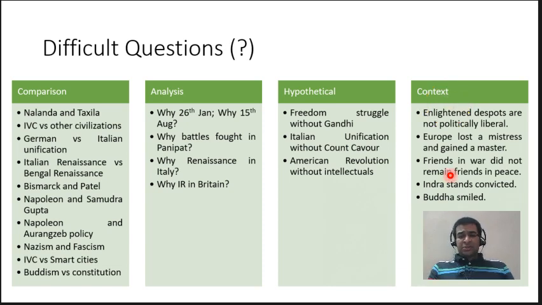Or the next question is, Indra stands convicted. Now this is something about Dr. Mortimer Wheeler's statement on how the decline of the Indus Valley Civilization started. So try to get some idea why Indra stands convicted is a famous statement about the decline of the Indus Valley Civilization and how the Aryan invasion theory is linked to that, what the challenges to the theory are, and what the evidences to support that theory are.